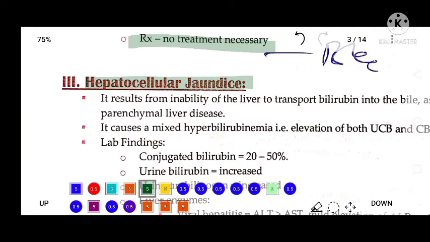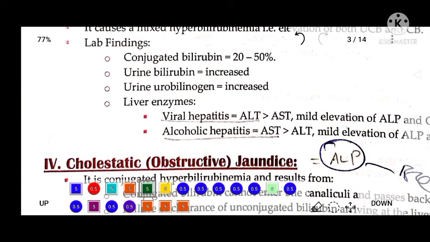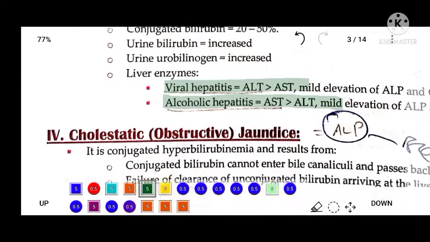Hepatocellular jaundice is the inability of the liver to transport bilirubin into the bile duct. Here it is hepatic, involving the liver. It can occur because of viral hepatitis, and it can occur because of alcoholic hepatitis.